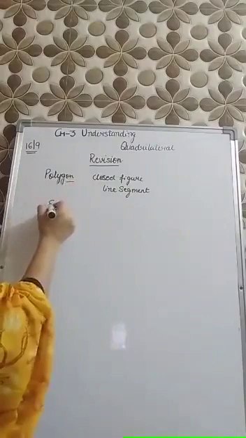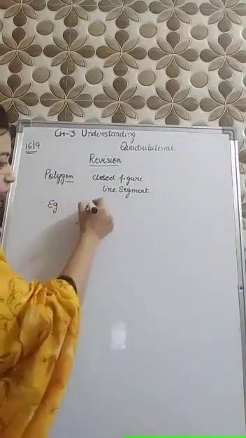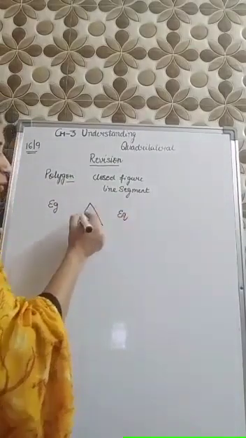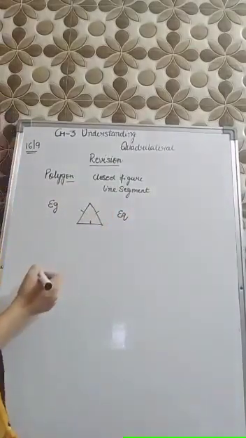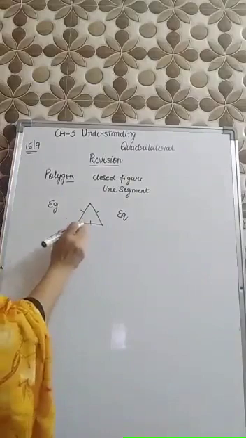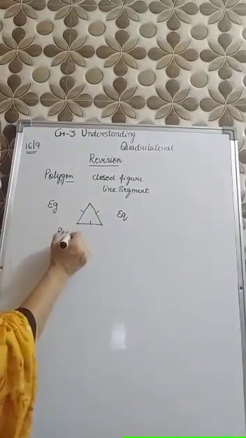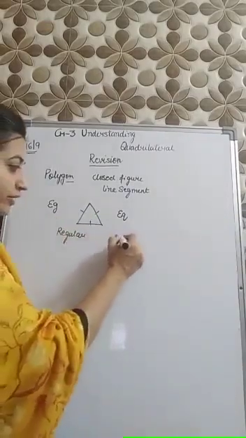I am giving you an example. Suppose the first polygon given to you is an equilateral triangle, that is a regular polygon whose all sides are equal. That is a regular polygon of 3 sides. So first is regular and irregular polygon.